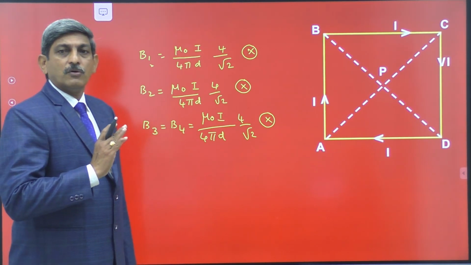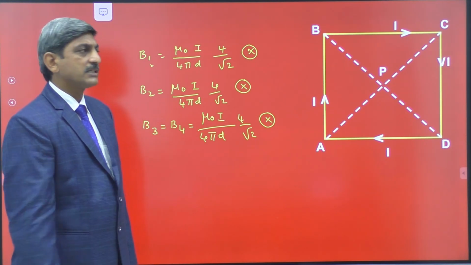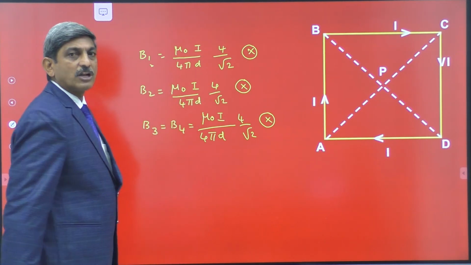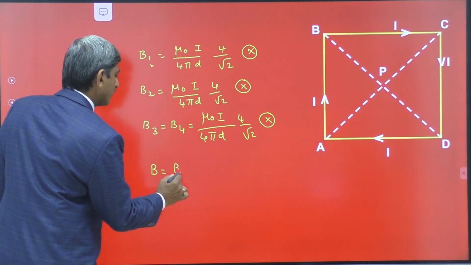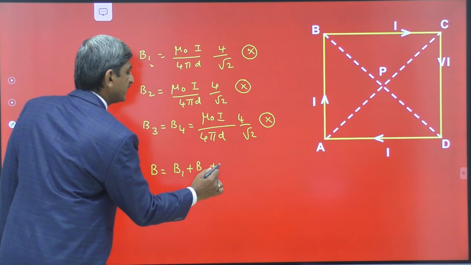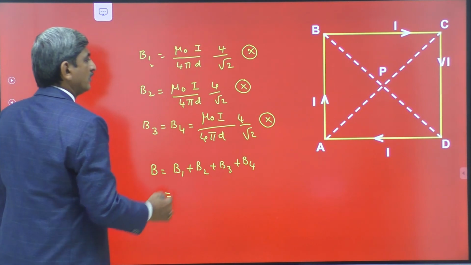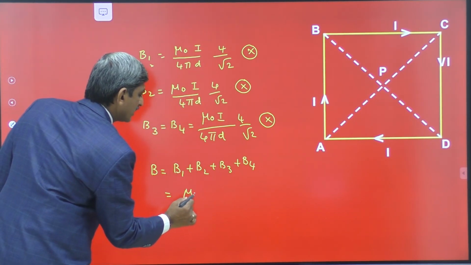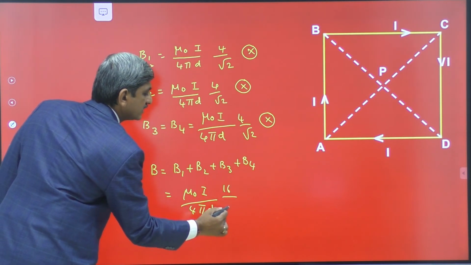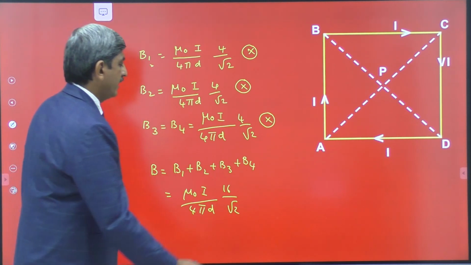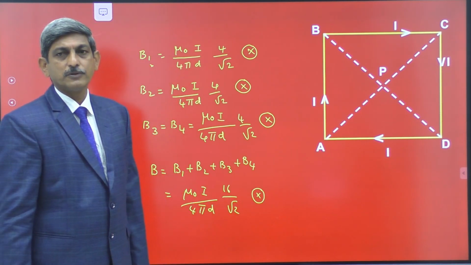So, 4 parts are producing magnetic fields and all the fields are in the same direction. That's why by adding them we get the total magnetic field produced by the entire wire, that is given by B is equal to B1 plus B2 plus B3 plus B4. That is equal to, by adding all these 4, mu naught I divided by 4 pi d into 16 by root 2. And the direction of the magnetic field is perpendicular to the plane of the board and entering into the board.